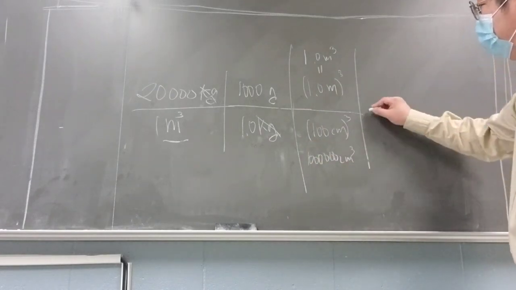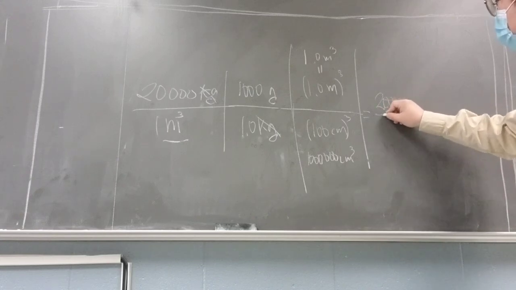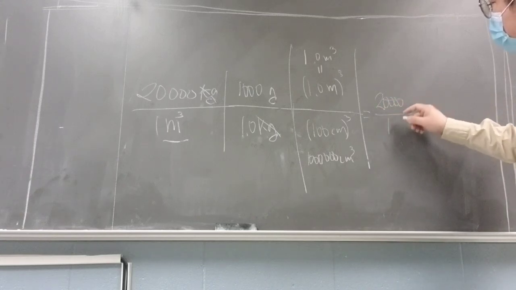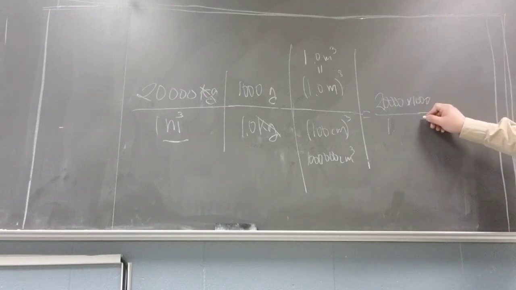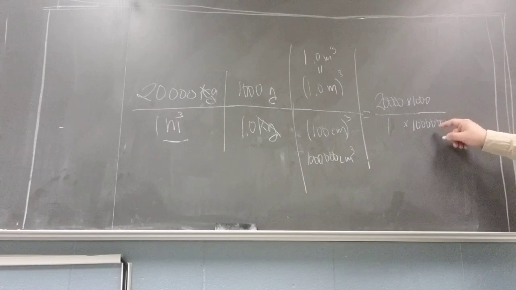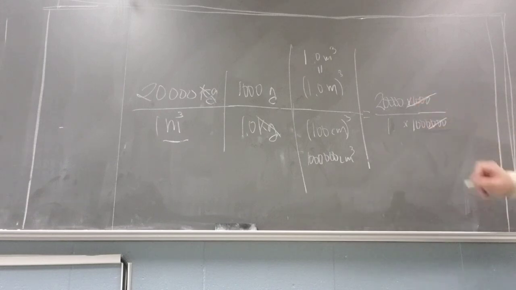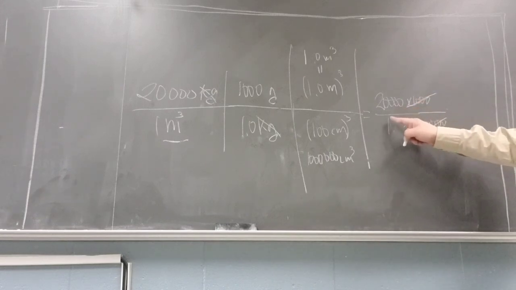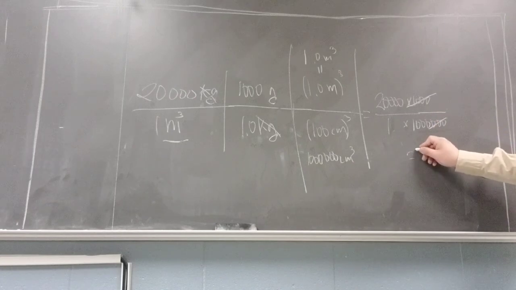Okay, so that means you have 20,000 divided by 1 times 1,000, and also divided by 1 million. Yeah. So if you do that, that will be right. So simply you're dividing 20,000 by 1,000. Okay. So that will be 20.